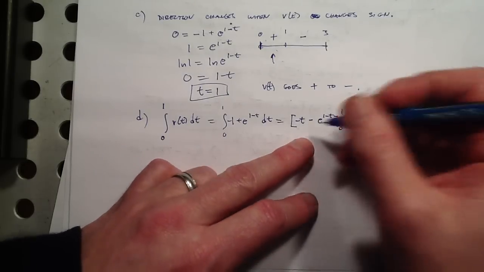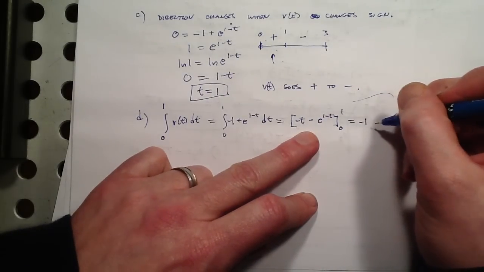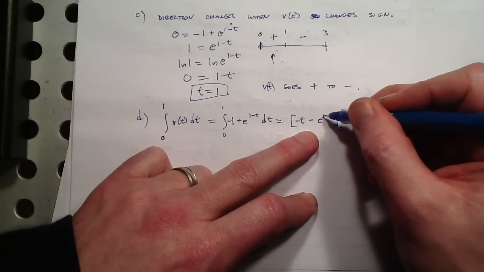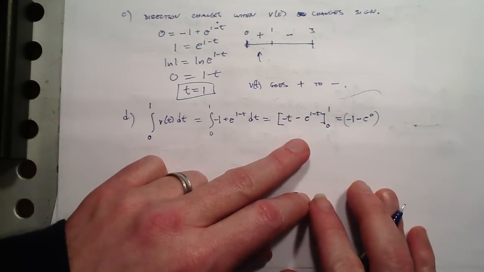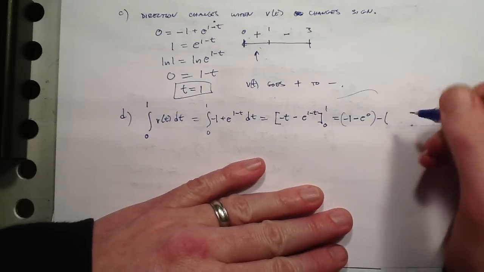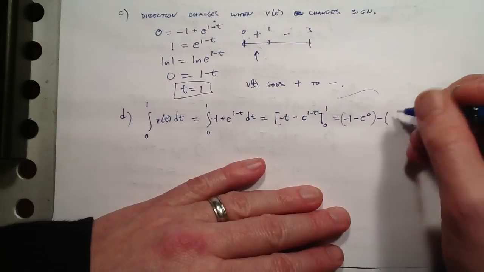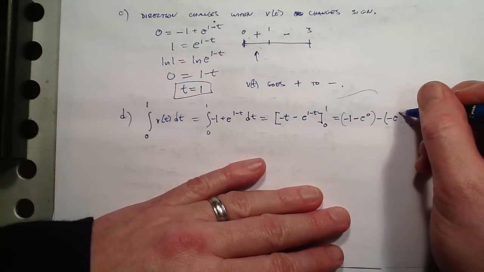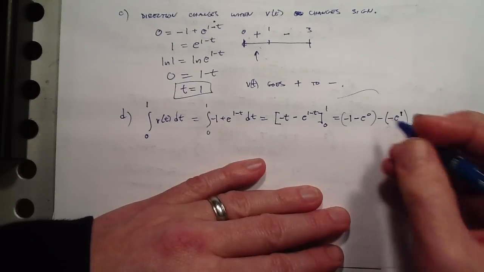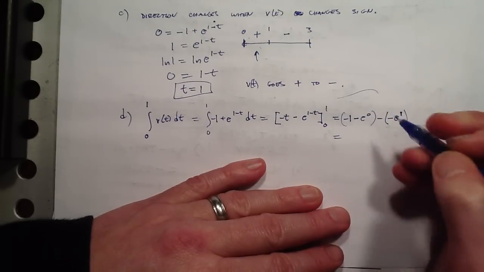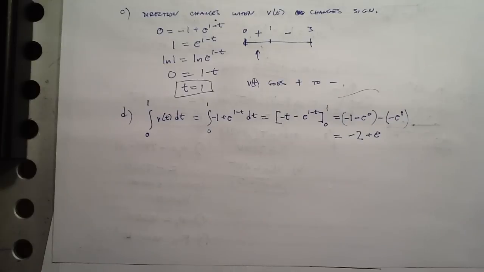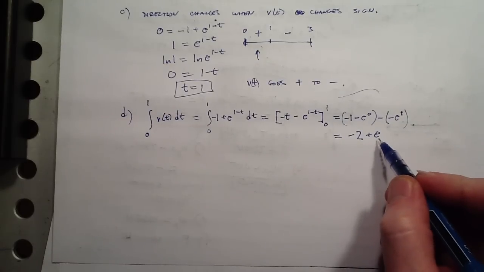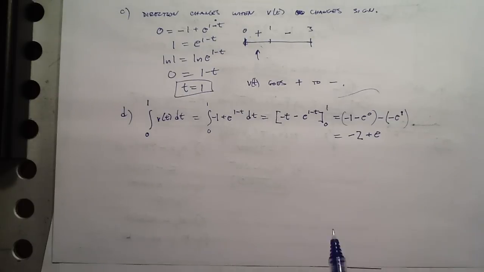And that gives us negative 1 minus e to the 1 minus 1, that's e to the 0, minus 0 minus e to the 1. So that gives us negative 1, e to the 0 is 1, negative 2 plus e. And that's a positive number, right, because e is bigger than 2. So there's some positive distance that it traveled.